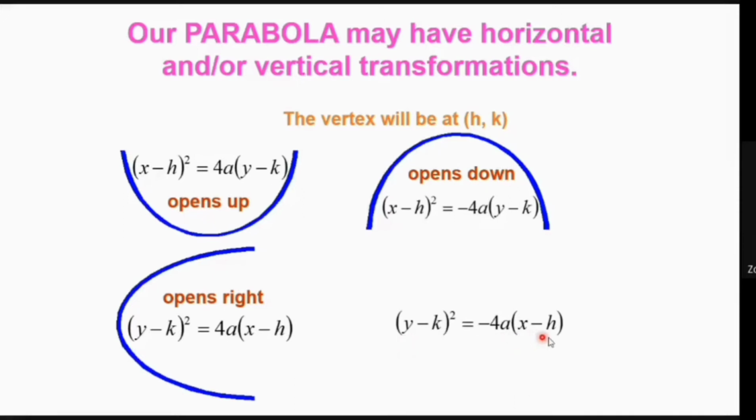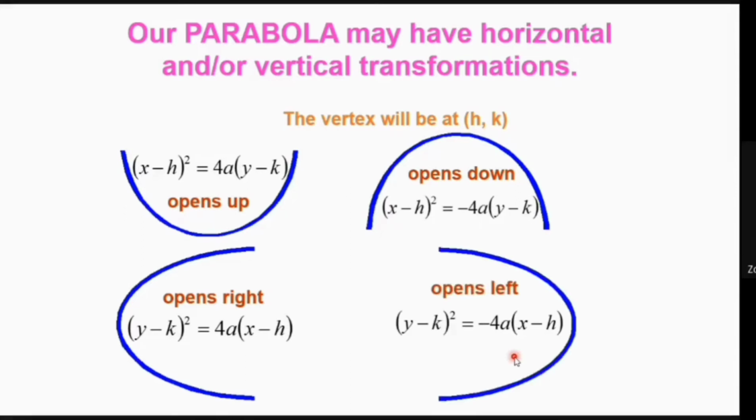Okay, next, the last one, we have the quantity y minus k squared equals negative 4a times the quantity x minus h. In this equation, again, y is being squared. So therefore, alam natin na maaring the parabola will open to the left or to the right. Pero kung titingnan natin yung coefficient 4a here is negative. So alam natin that the parabola will open to the left.